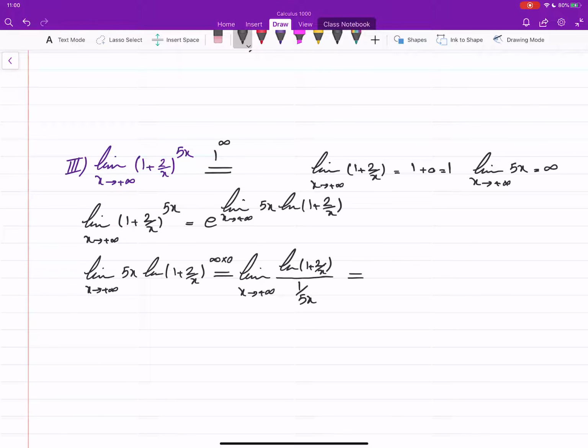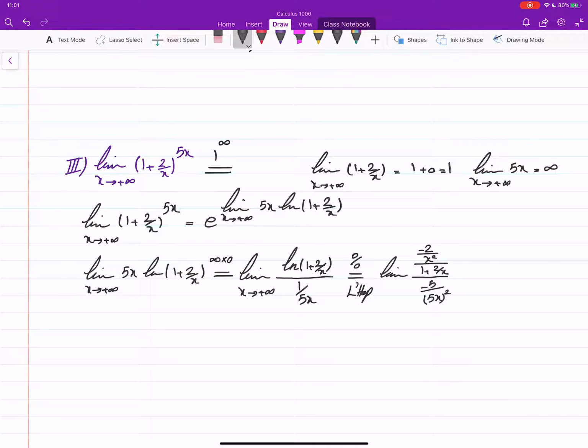This guy now is a 0 over 0. Yeah? And a 0 over 0, this is ln. Don't confuse it with limit. And 0 over 0 is something that we can use L'Hopital's rule for. So this will turn into limit of the numerator is this guy over 1 plus 2 over x. And this is this guy.